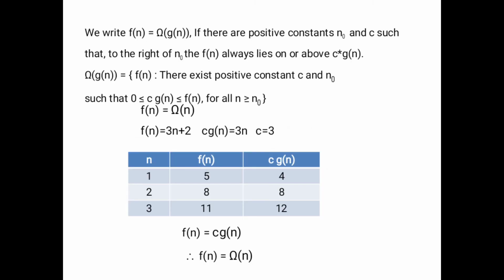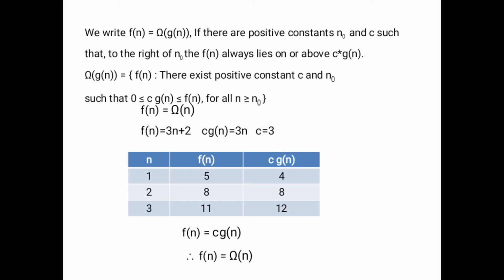Then, to prove it, we take one example, the same example taken here: f of n equals big omega of n, because we can write the function f of n equals big omega of n. Then consider f of n equals 3n plus 2 and c g of n equals 3n, so the constant c equals 3. Okay, the constant value equals 3.